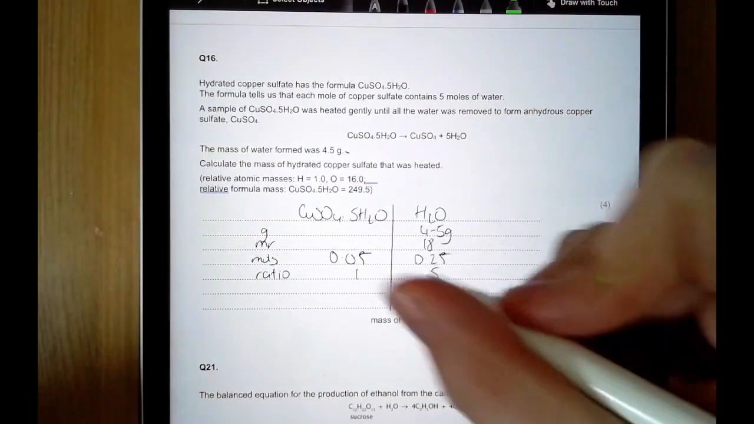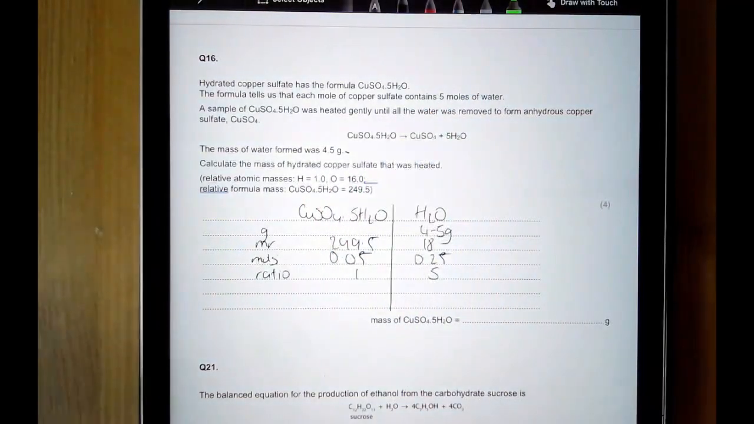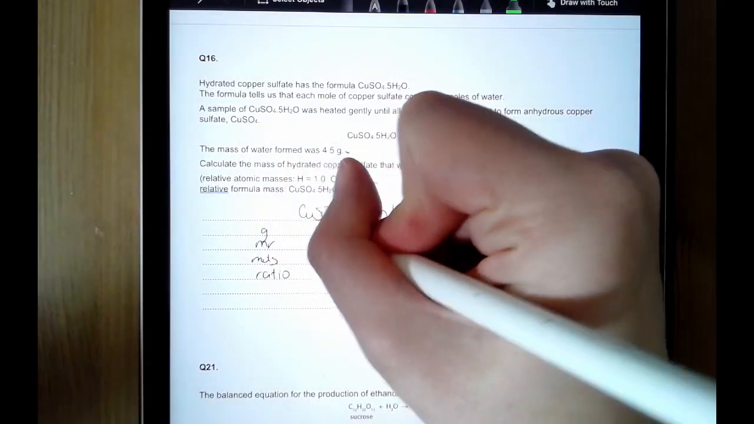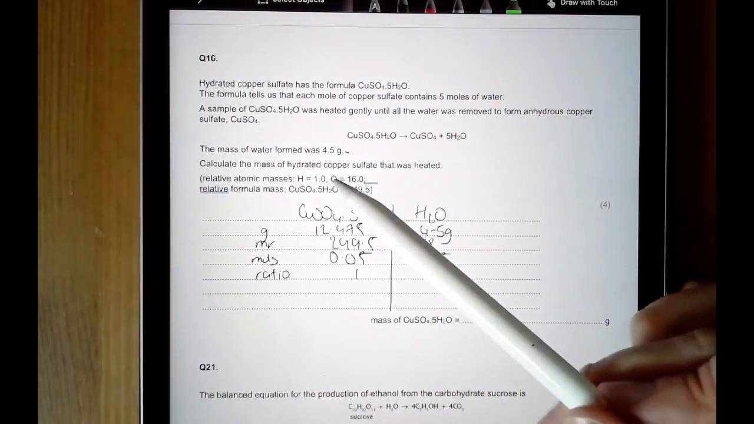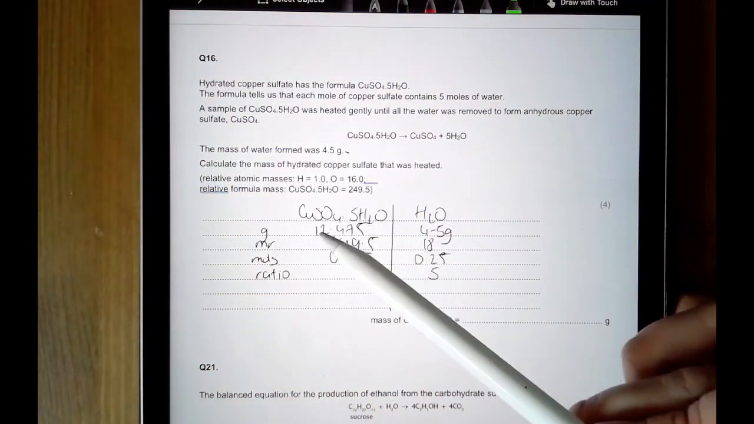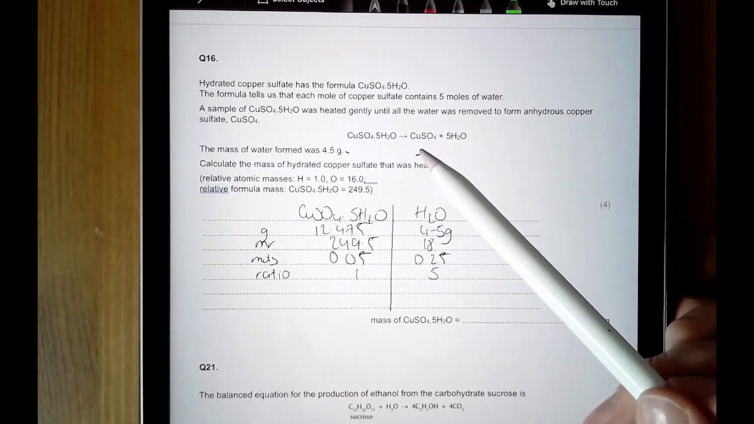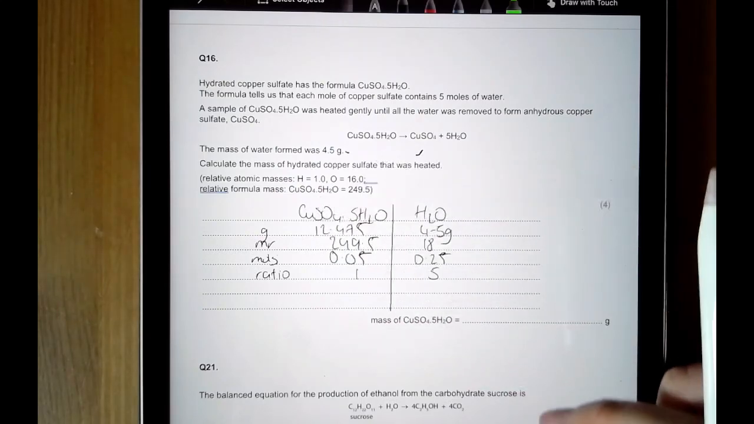The formula mass for this is 249.5. Again, it's given in the question, and then to finish it, I'm just multiplying, and I get an answer of 12.475. I've marked this one before, and the common mistake here was just not putting this full formula into the table, and trying to work out the formula mass of just copper sulfate instead. If you're given this in the question, you're going to need to use it.